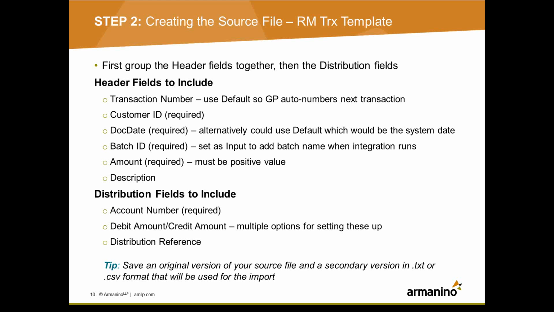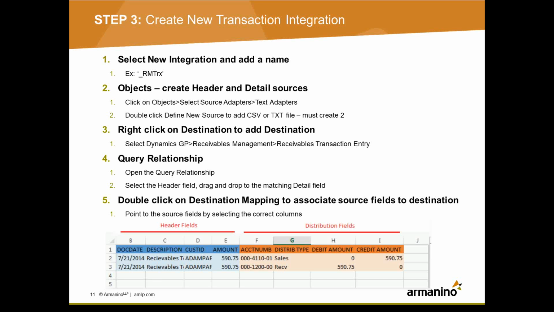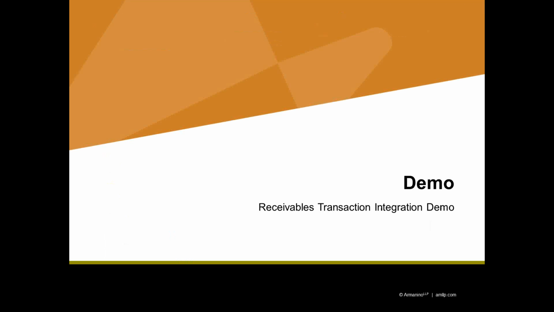Then you're going to select your destination, which is the receivables transaction entry window. You're going to enter your query relationship, and then you're going to map the fields from your source file to the destination. And I've put an example screenshot of the Excel file down below, showing you how I've grouped the header fields and the distribution fields. As you can see, the header fields are the same for both lines, but the distribution fields are what changes and makes each line unique. Okay, and with that, on to our demo.